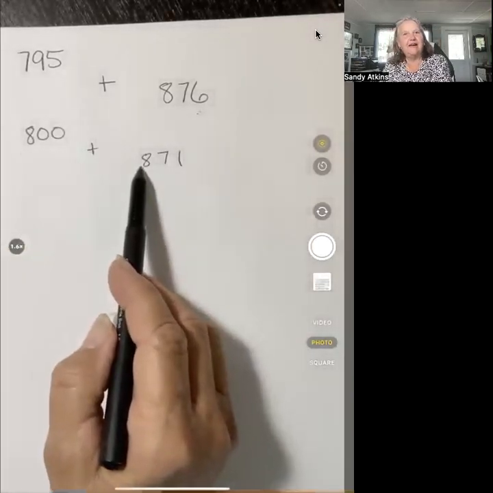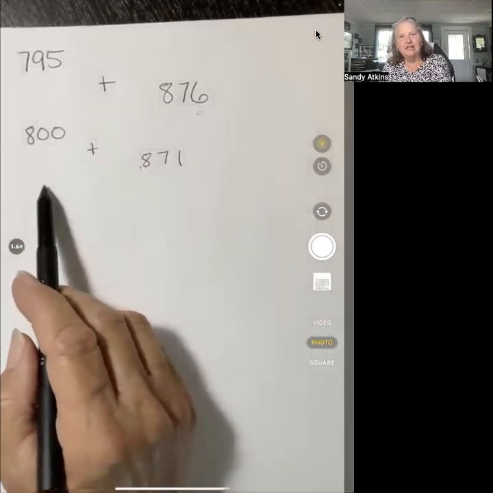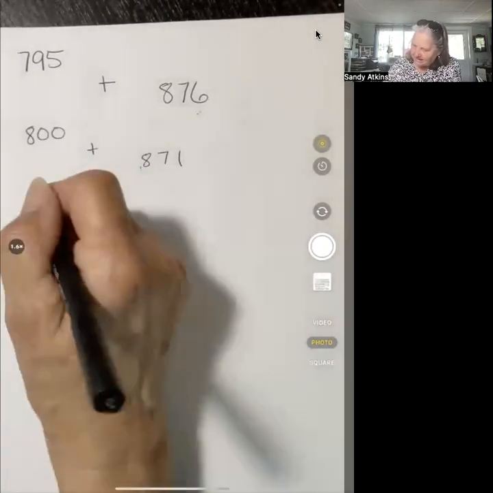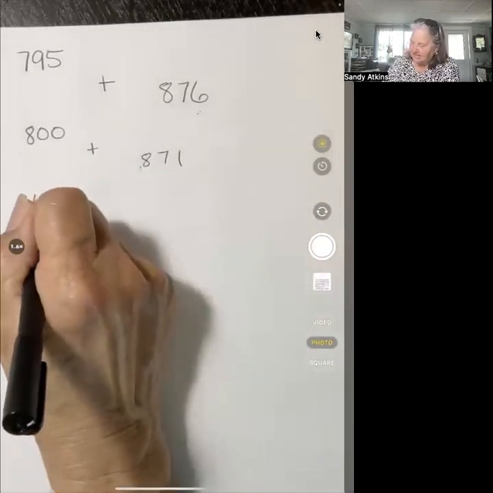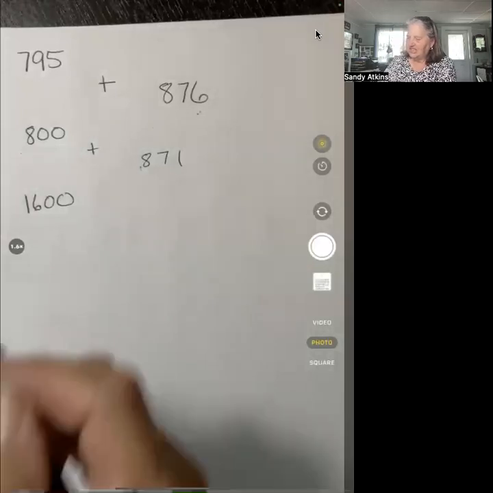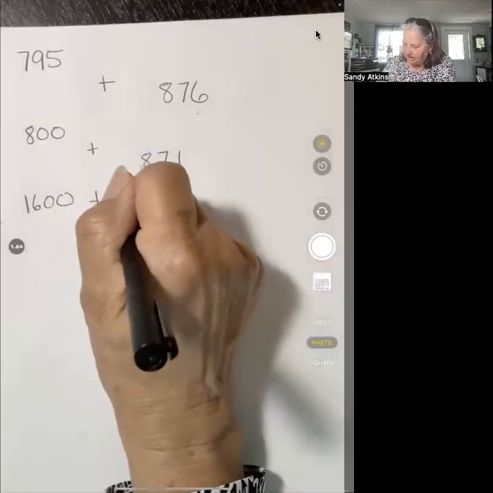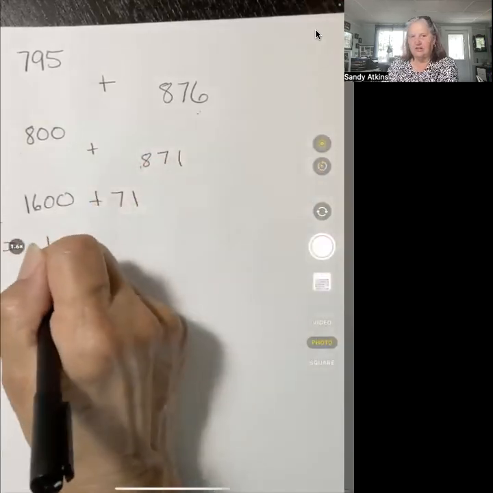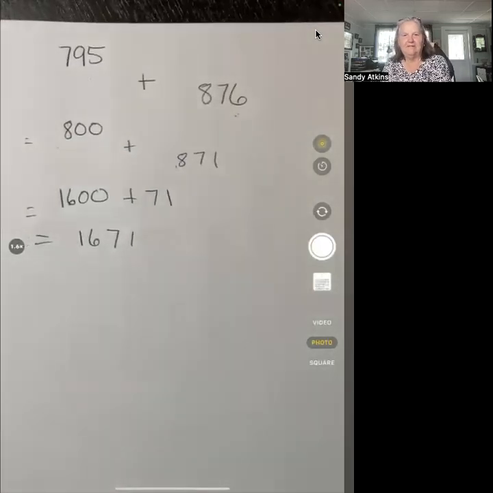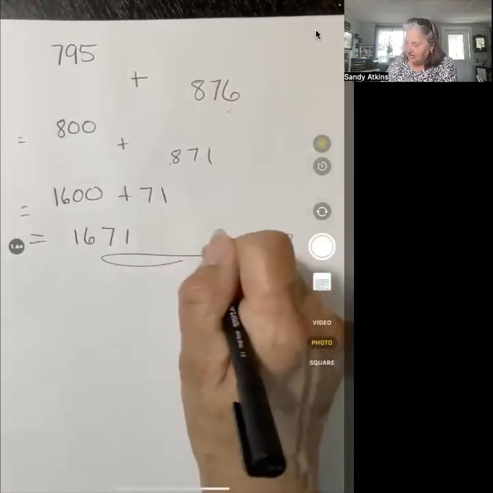Again, I'm using a fact to find this. If I know double 8 is 16, double 800 is 1600. And one way to make that 1600 is with 1,000 and 600. See, but just using that partial sum, I end up with this, which takes me to 1,671.